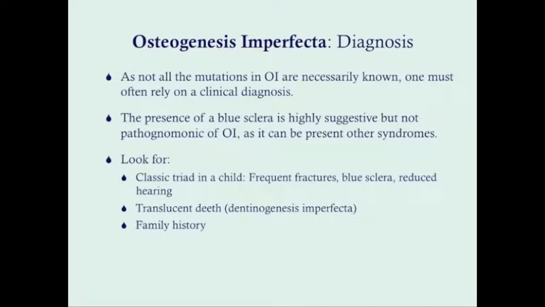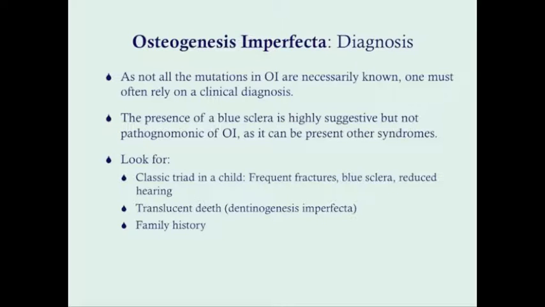Okay, so for diagnosis, not all the mutations in OI are necessarily known, so typically you have to rely on clinical diagnosis. The presence of a blue sclera is highly suggestive, but not pathognomonic for OI because it can be present in other syndromes, like Ehlers-Danlos syndrome. And when you add that on to the fact that children with type 1 OI can also have stretchy skin and hypermobile joints, you can see how you can get into a little bit of a conundrum here.